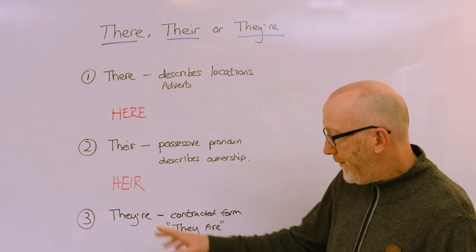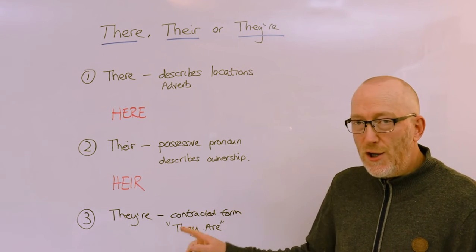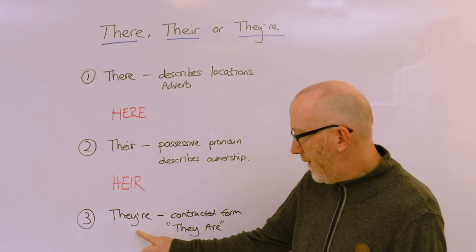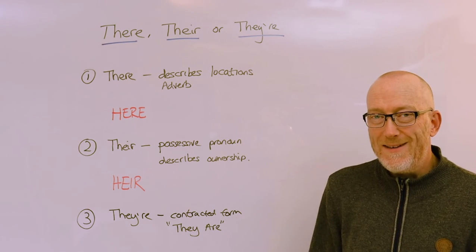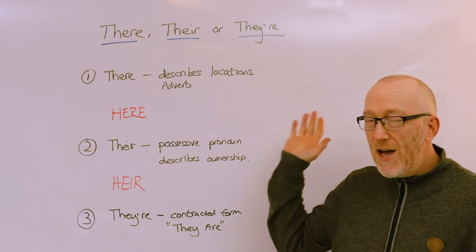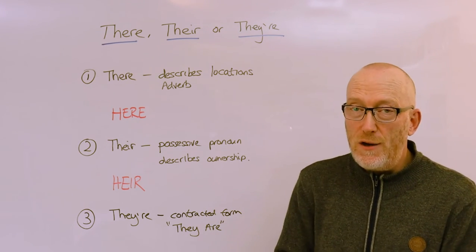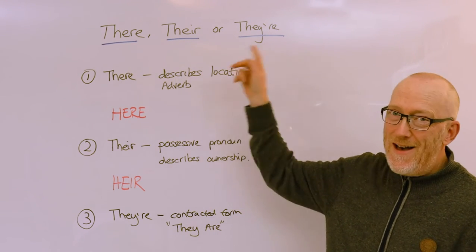Yeah, so if you're ever unsure, if you can use two words, they are, instead of one, then it's they're which is being used. So I hope this has helped you just to understand and ease a little bit of the confusion between using there, their, and they're.